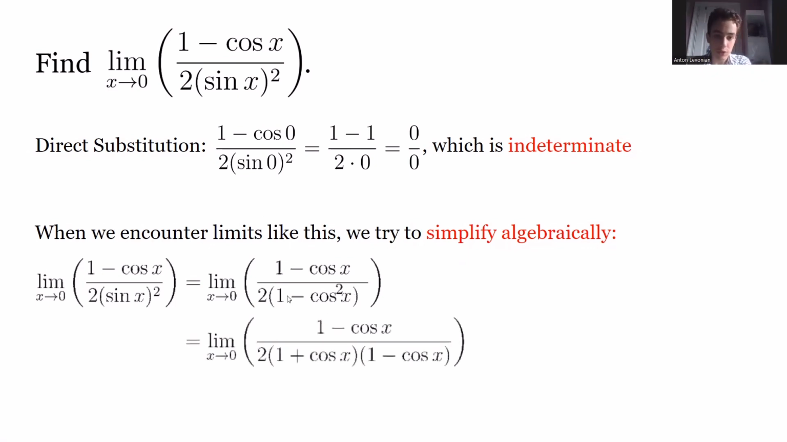And now we can use difference of squares. 1 is of course 1 squared, and then we subtract cosine of x squared. We get cosine of x times 1 minus cosine of x. So now within the limit, we can actually cancel.